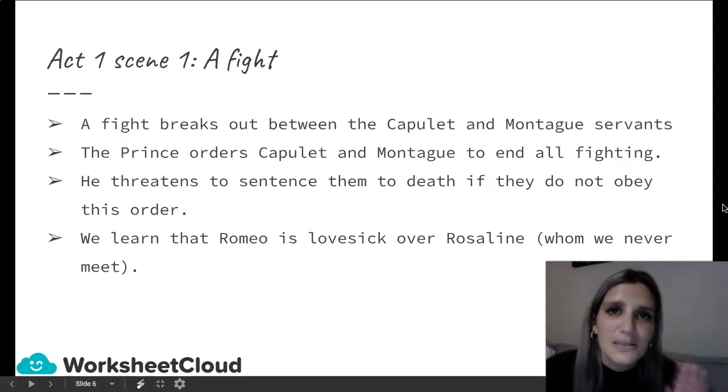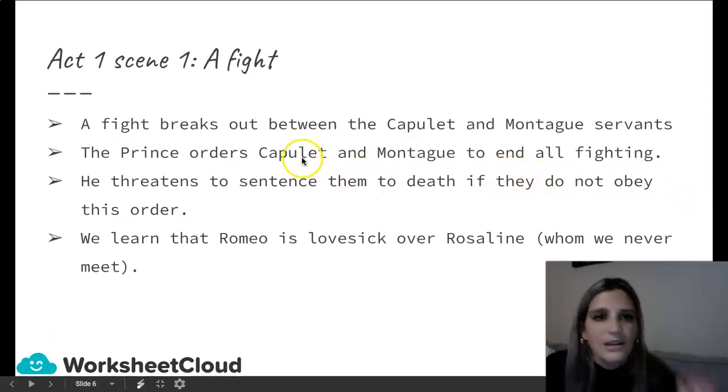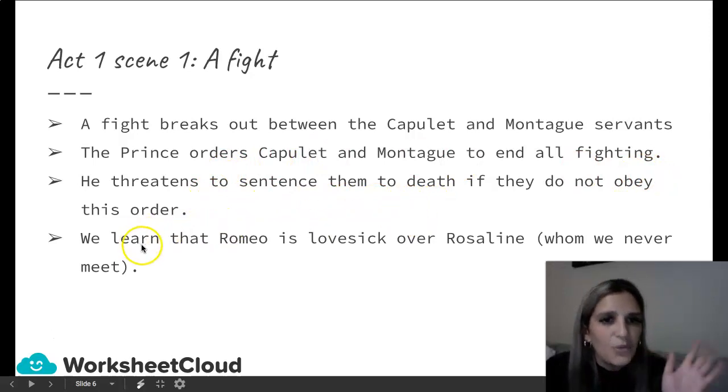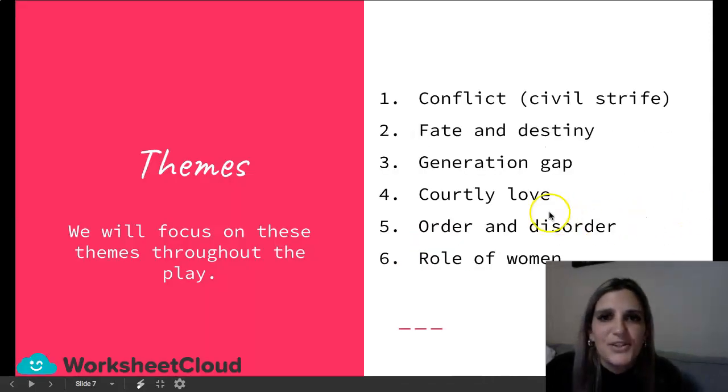Now the fight is important. Okay, I know I've got it here as a fight breaks out. I've got it step by step. The prince orders, that's what's going to happen. He threatens to sentence them to death if they do not obey. And of course they're not going to obey. We learn that Romeo is lovesick and we actually never meet her.